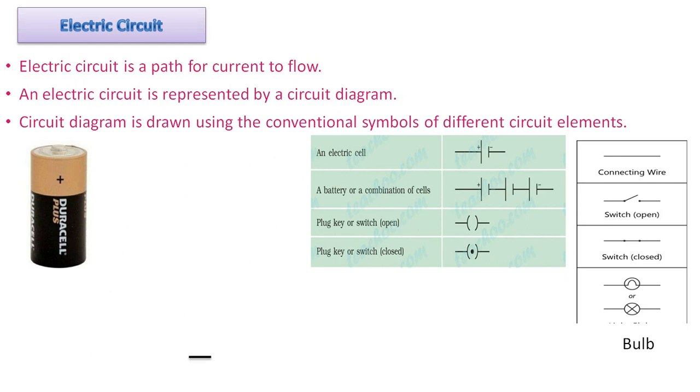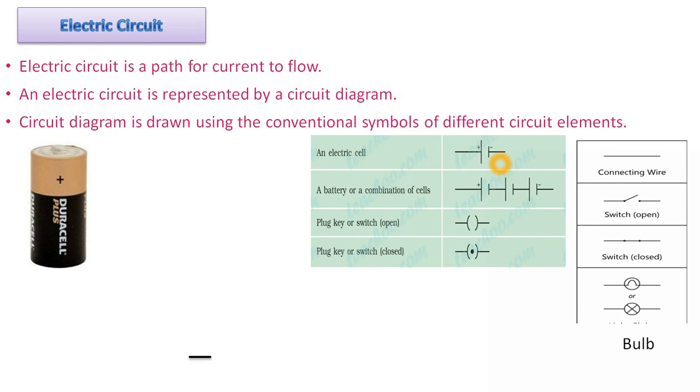Now, how do we represent wires? Wires are represented by straight lines. How do you represent a cell? You represent a cell like this. Any cell will have a positive terminal and a negative terminal, because cells are the sources of electric current. For electric current to flow, you need a positive terminal and a negative terminal. In this cell, you have a longer strand, and that represents the positive terminal, and the smaller one represents the negative terminal.